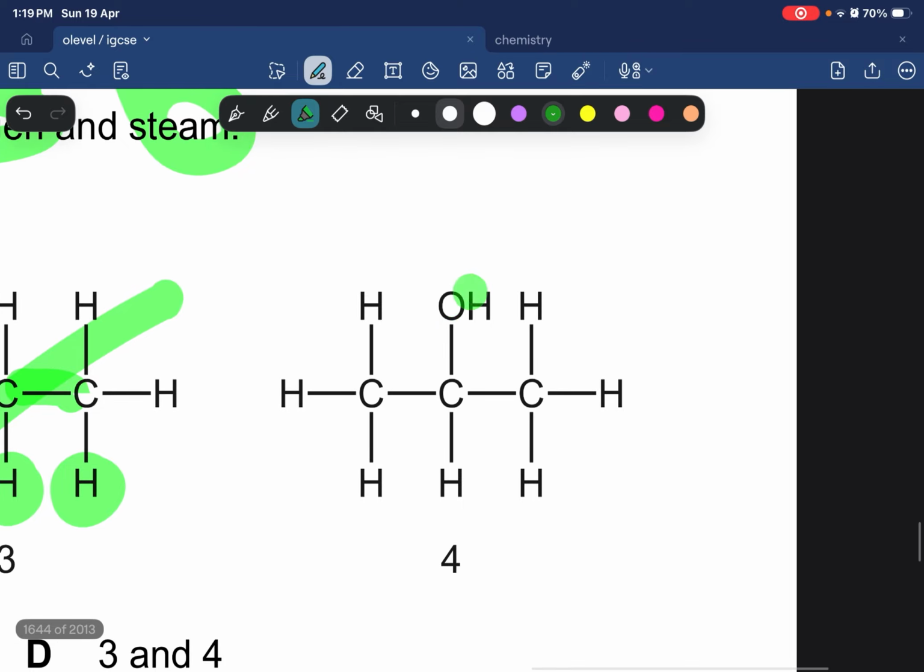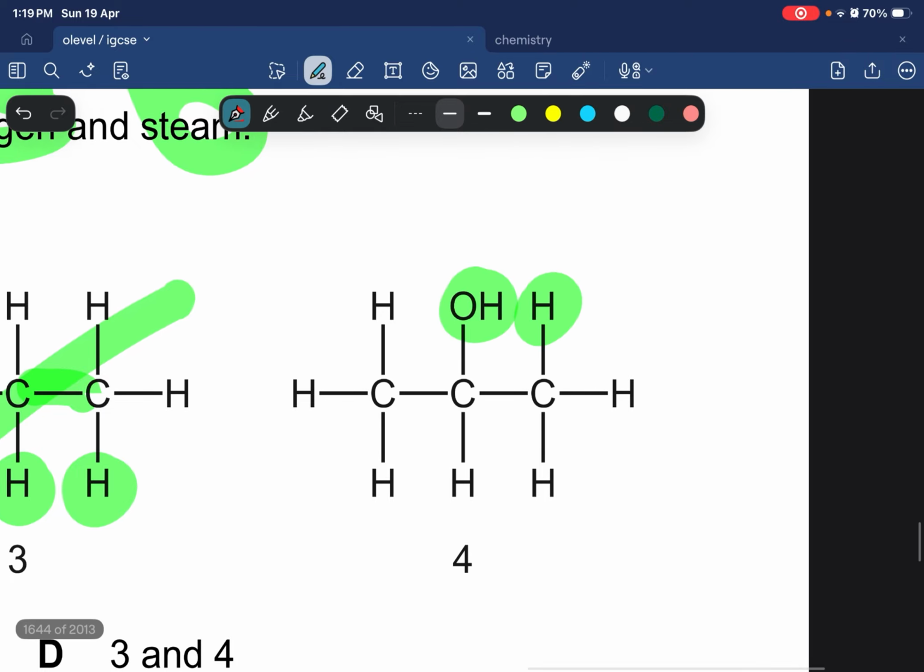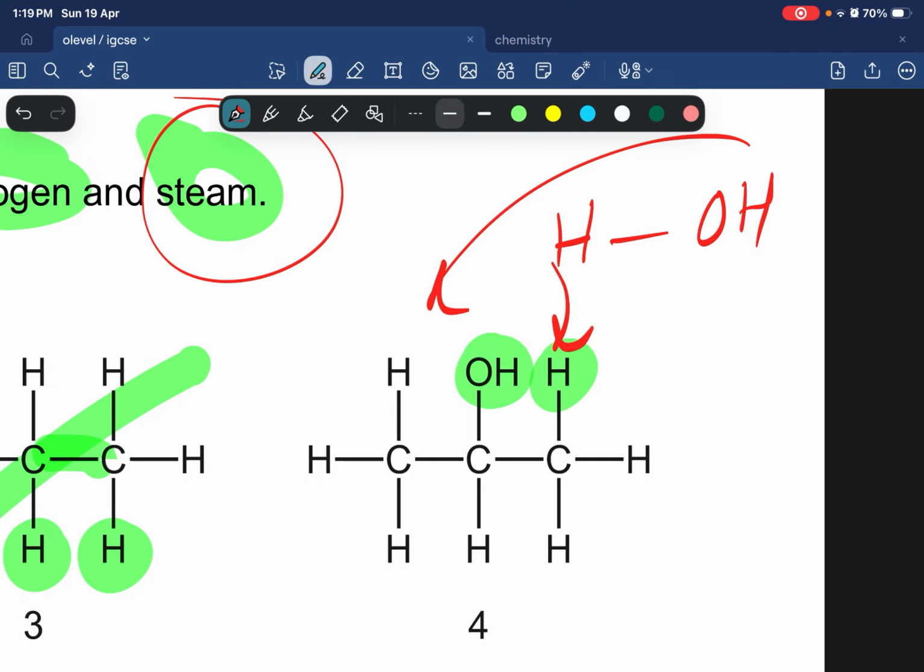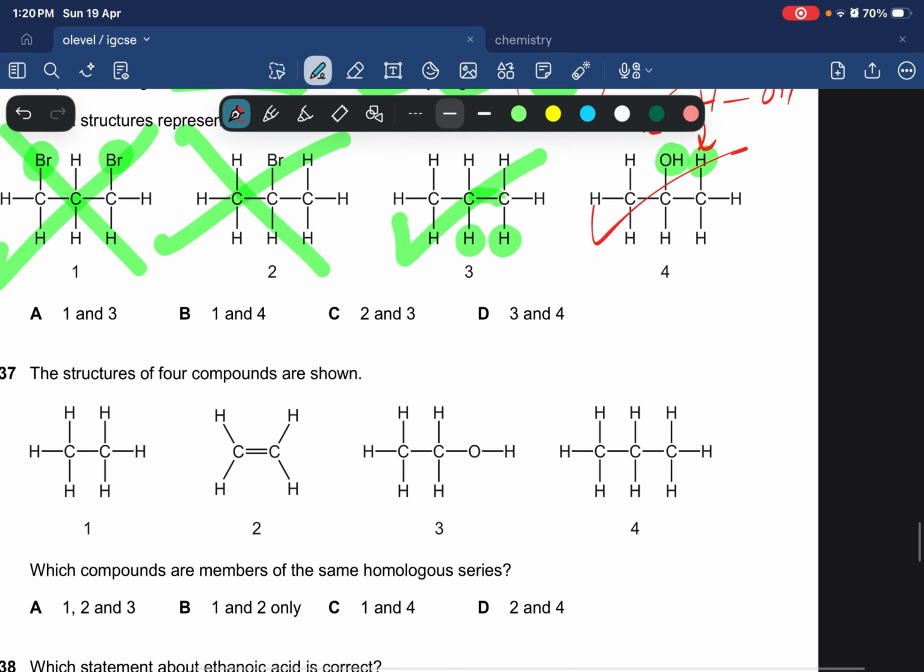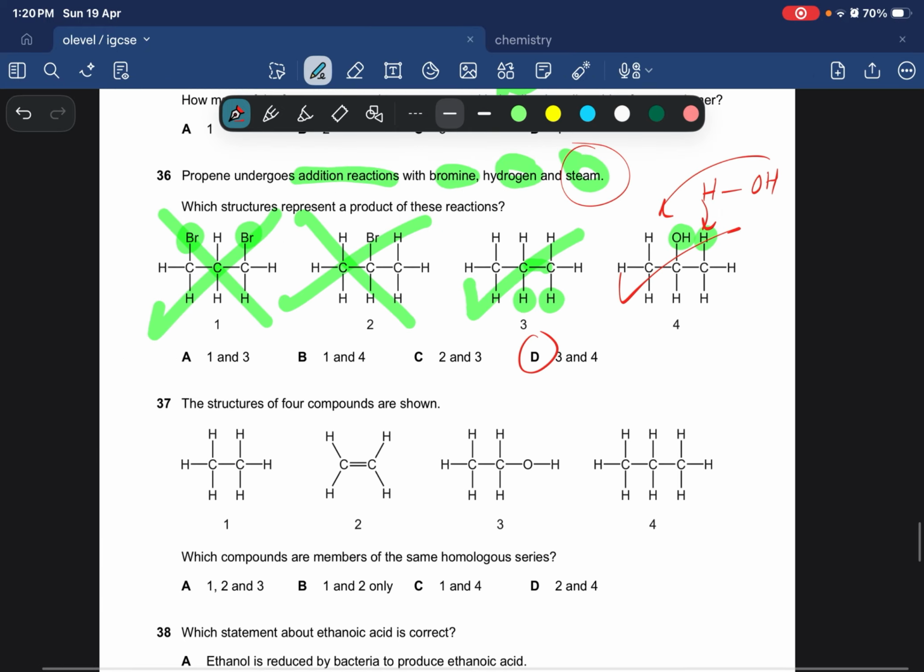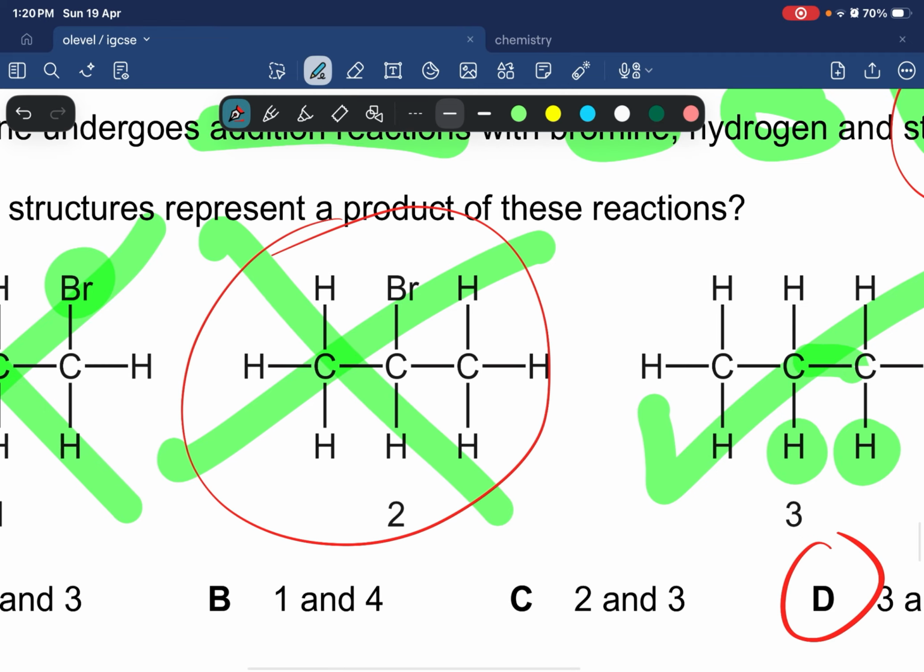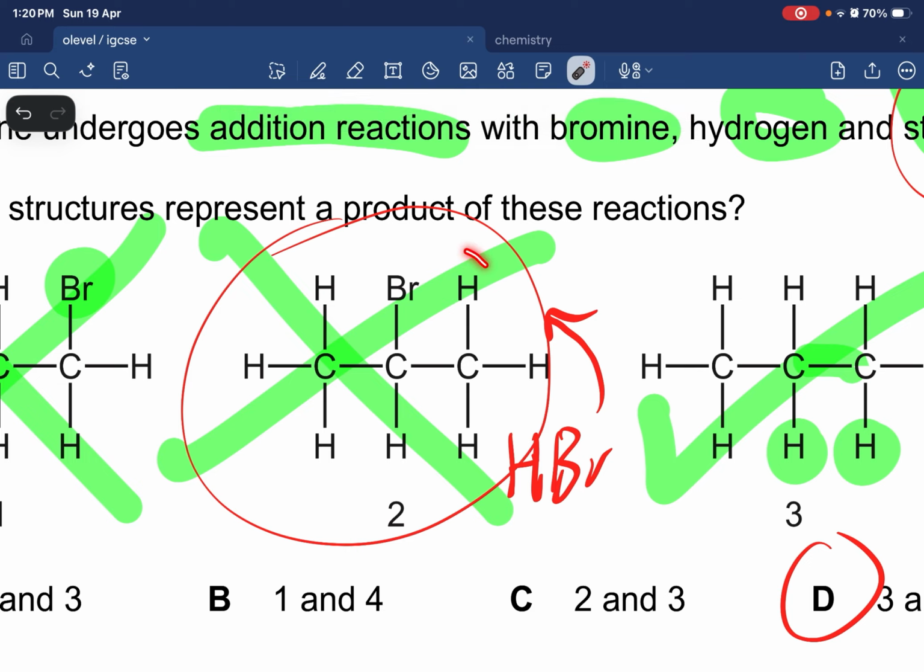This is also possible because 1 OH and H from the steam that you are adding. So it's H, OH, OH here, H here. It is possible. So 3 and 4 are only possible. Got it? Why is this not possible? If they would have said HBr, then this would have been possible because hydrogen here and bromine here, but they've only said bromine, hydrogen and steam. So if you add bromine in the double bond, both get the bromine, not only one.